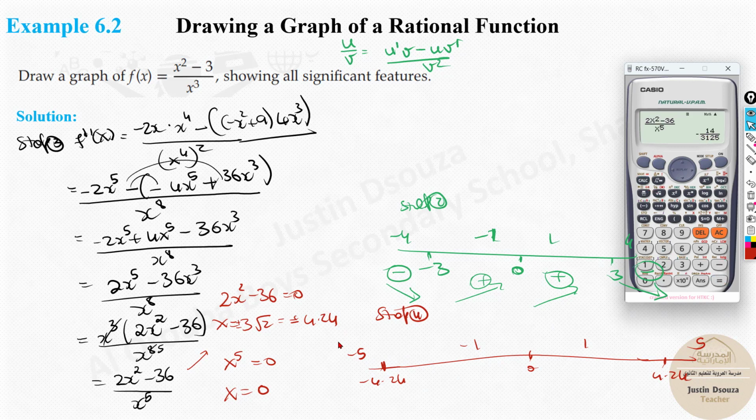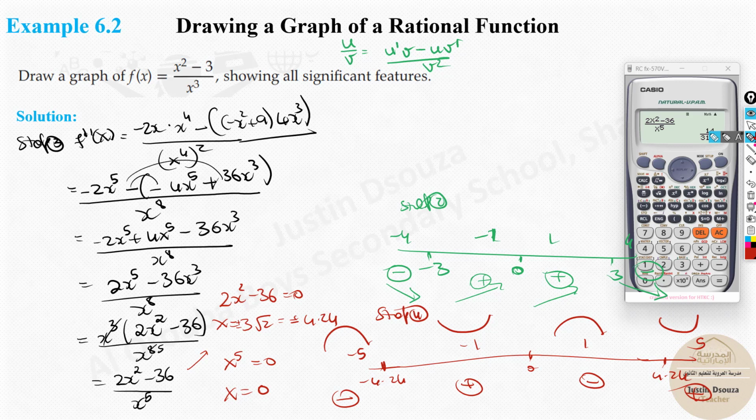Now we are getting a negative answer. This first one is minus to start with. Then calculate at minus 1. We are getting plus. Now again calculate at 1, now minus, and lastly calculate at 5. It will be plus. So it was minus, plus, minus, plus. So here in the first part, minus is downwards, upwards, downwards, upwards.